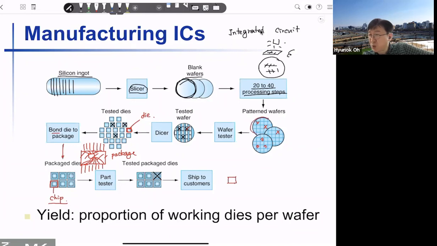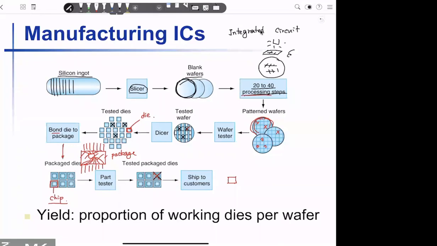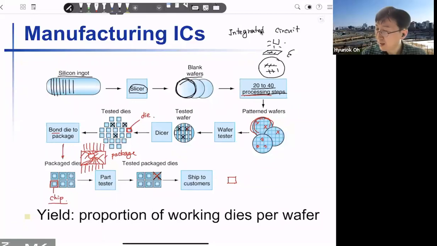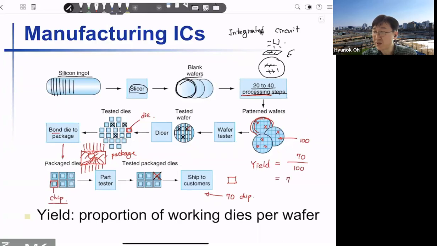For instance, from one wafer, the number of working chips depends on the process. Maybe there are 100 dies per wafer, but after testing, finally 70 chips are working. Then we say the success rate is called yield. Yield is the success rate from one wafer. From 100 dies, only 70 are working, so the yield is 70%. If yield is high, then the company can make more working chips from one wafer, so they can make more money.